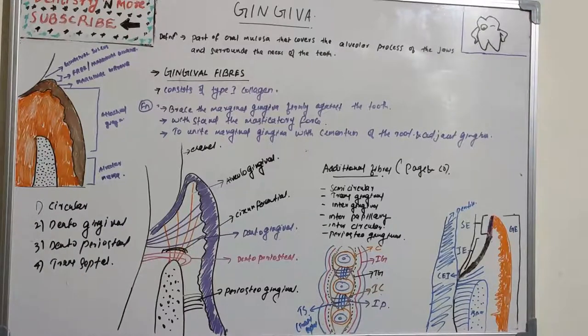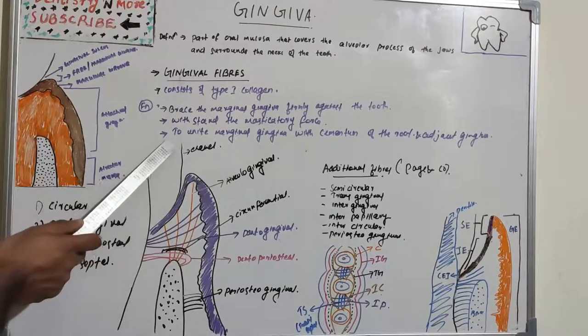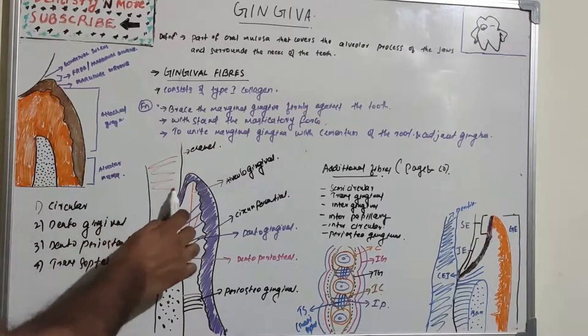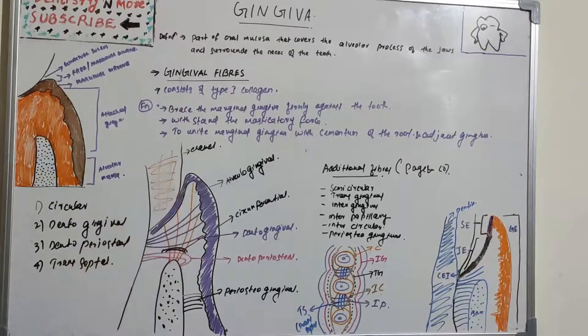Now let's see what the fibers are. I hope you can see this picture. Let me tell you, this part is enamel, this is enamel, and this is the alveolar bone, and this is our gingiva. So we have types of fibers: circular, dentogingival, dentoperiosteal, and transeptal.